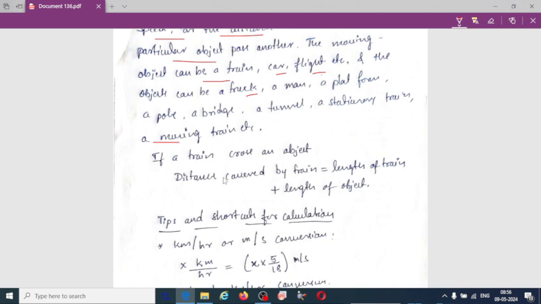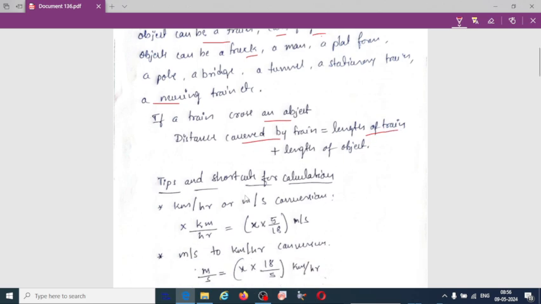so you will come across parameters like speed, time, and distance. If a train crosses an object, for example, the distance covered by the train is equal to the length of the train plus the length of the object. So like that you have to make the assumption.